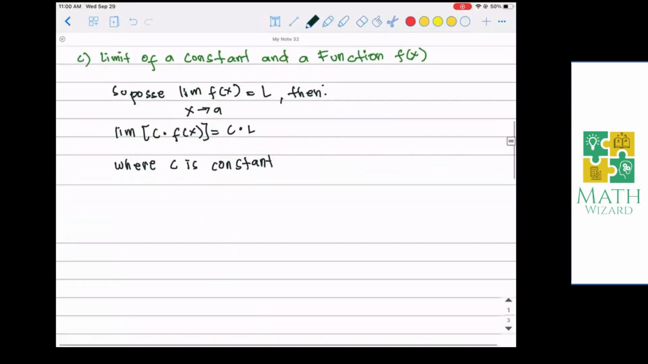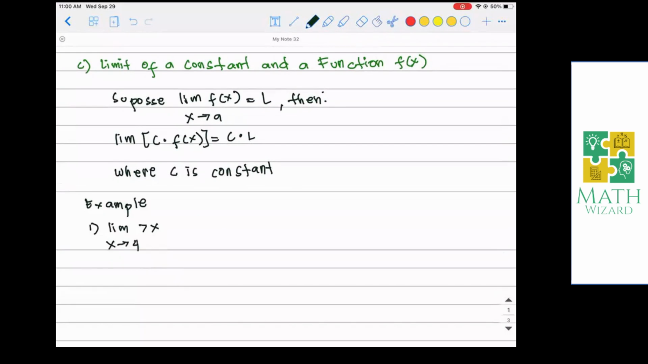Let's have our first example for this one. We need to find the limit of 7x as x approaches to 4. So mapapansin natin na it's a combination of a constant at saka nung x or any function. So ang gagawin lang natin is we multiply the constant and the limit of the functions. So ang gagawin natin for our example number 1.